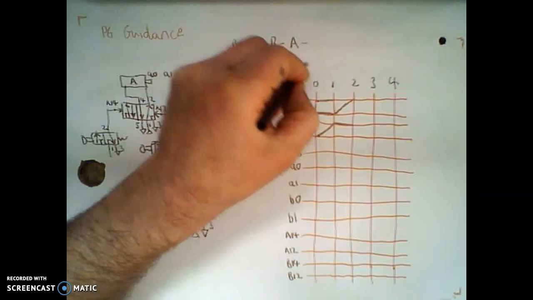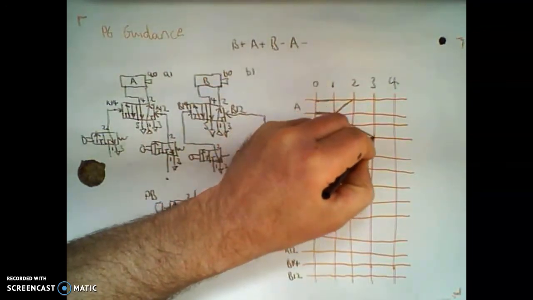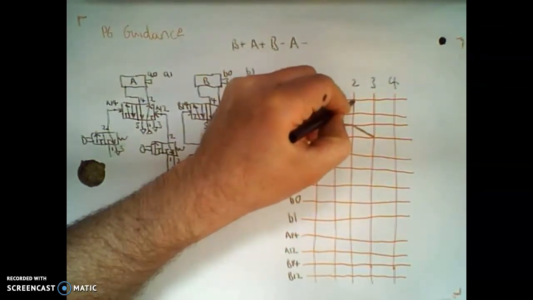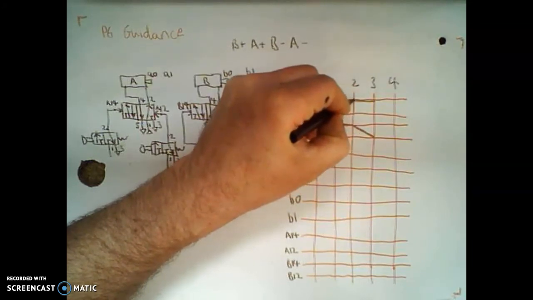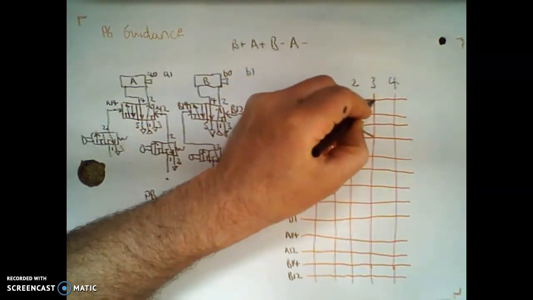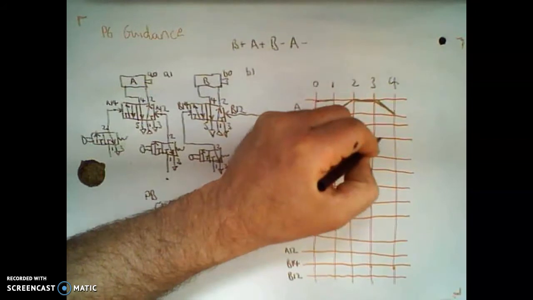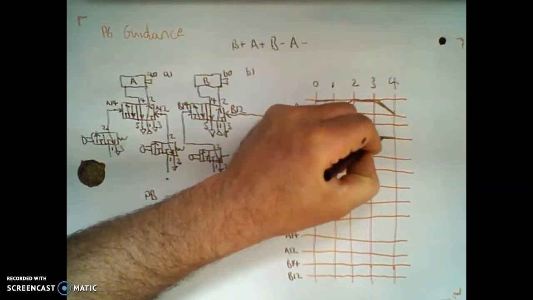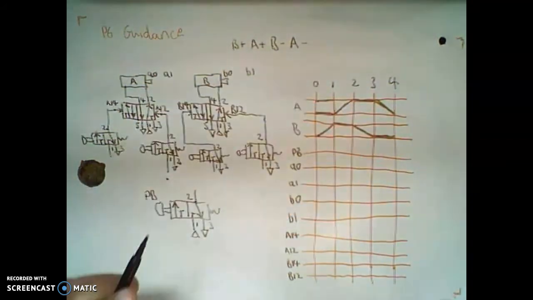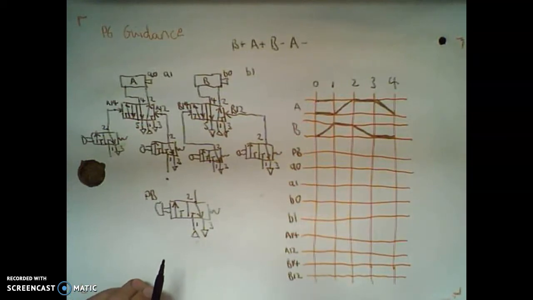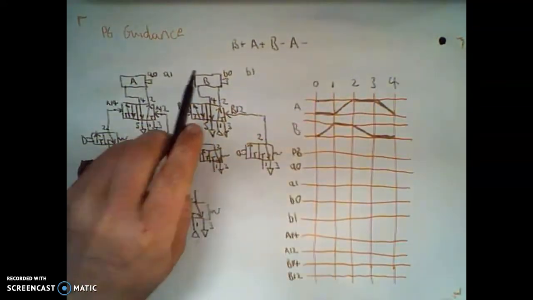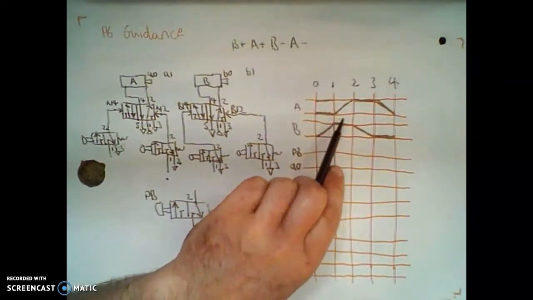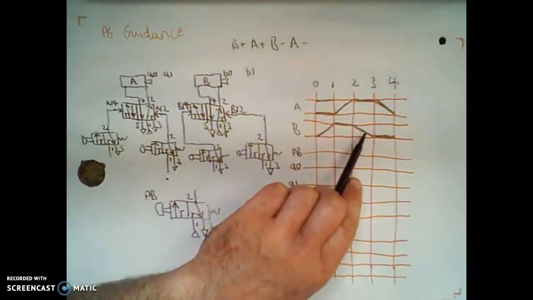Then B comes in, and A stays where it is. And then A comes in, and B stays where it is. So that is the steps that cylinders A and B go through to work through the sequence. B out, then A out, then B in, then A in.